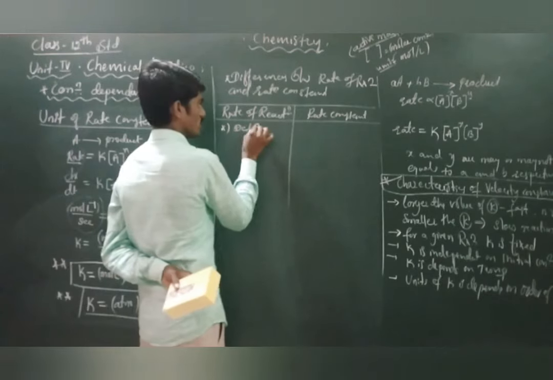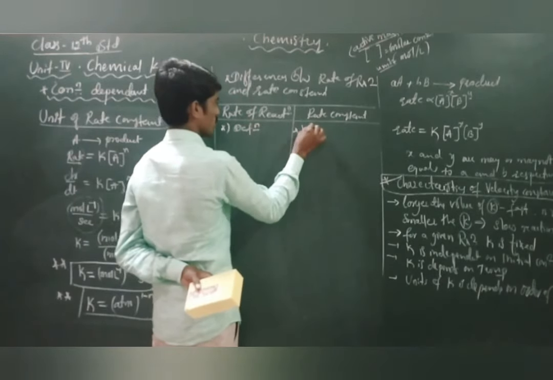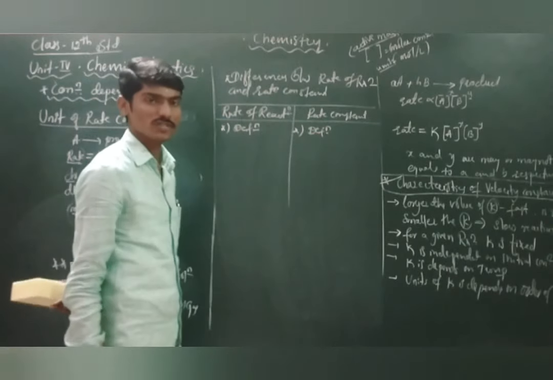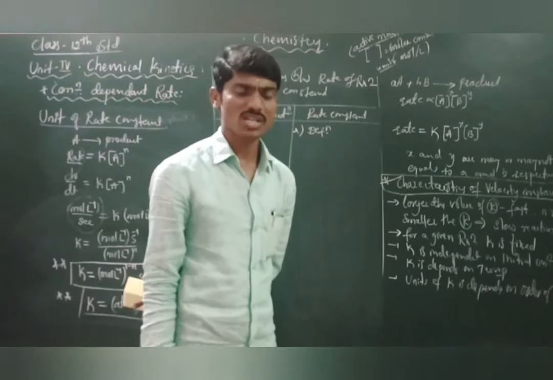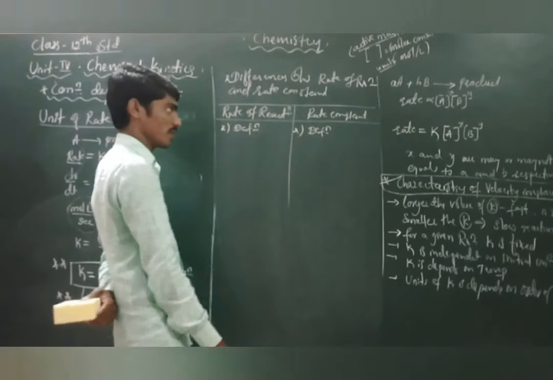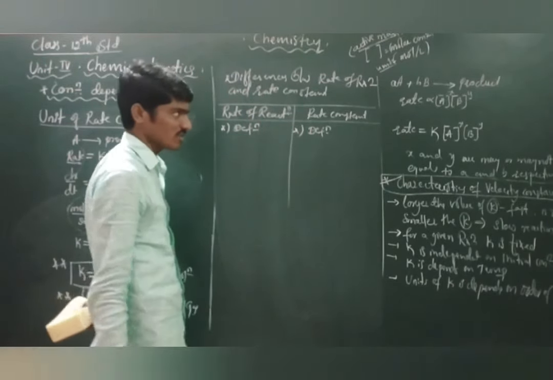First point is definition. Same both के केस में first point is definition. What is the definition of rate of reaction? Change in concentration of reactant or product per unit time is the definition. ये point है. Rate constant का definition क्या है?